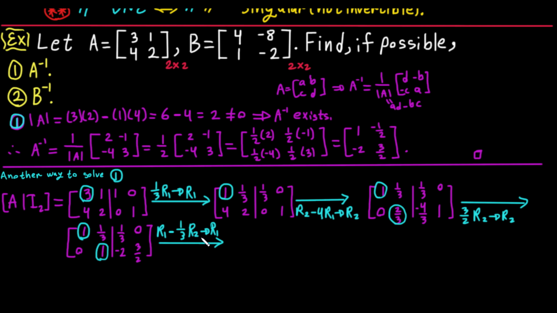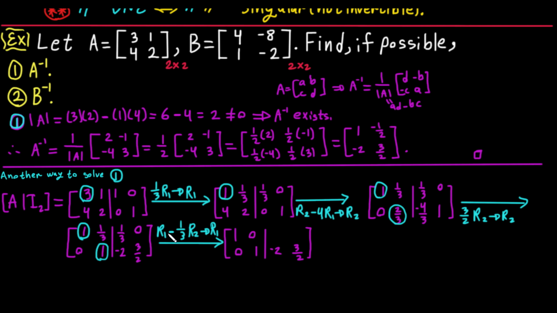Let's change the color. So this row remains the same, so I will write it here. 1 minus 1 over 3 multiplied by 0, which is 0, so it remains 1. 1 over 3 minus 1 over 3 multiplied by 1, which is 1 over 3, so 1 over 3 minus 1 over 3, it will be 0.